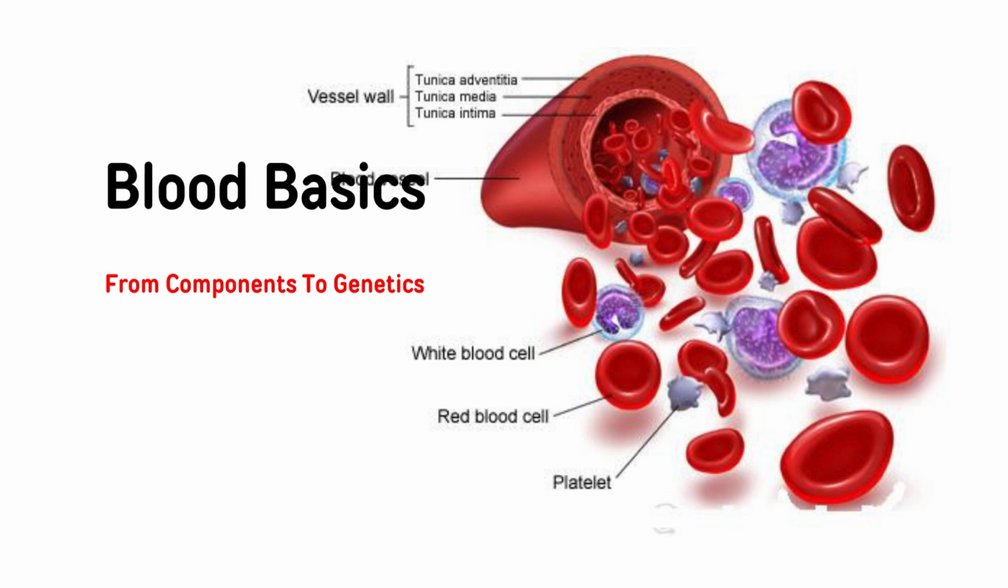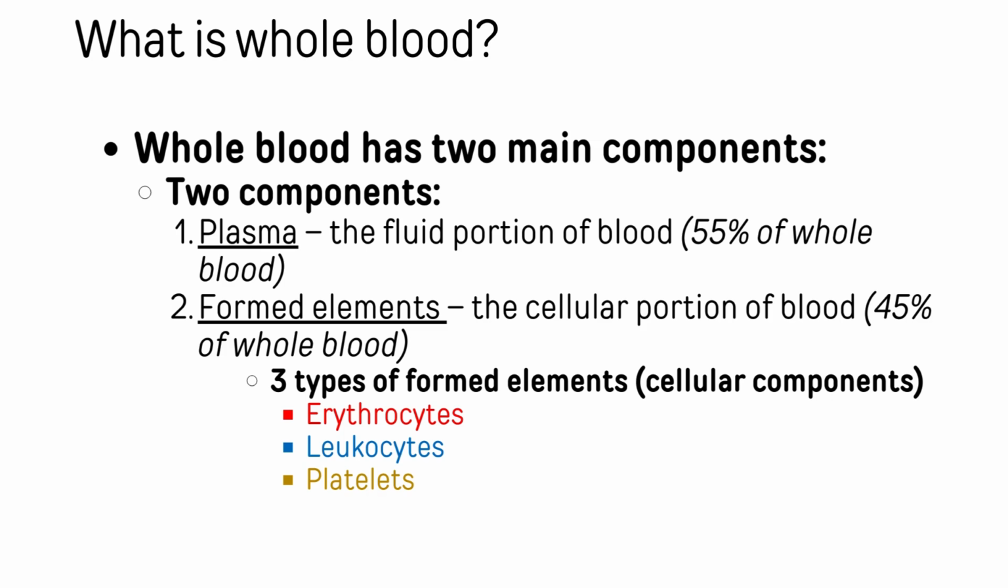All right, for this lab, we're going to be looking at blood basics. So let's start with what is whole blood? Whole blood is going to be composed of two parts, plasma and formed elements. The fluid portion of blood, so about 55% of whole blood, is plasma. And the cellular portion of blood, so about 45% of whole blood, is the formed elements.